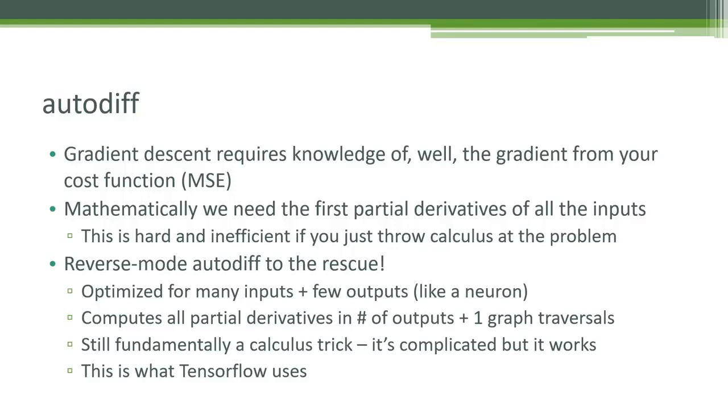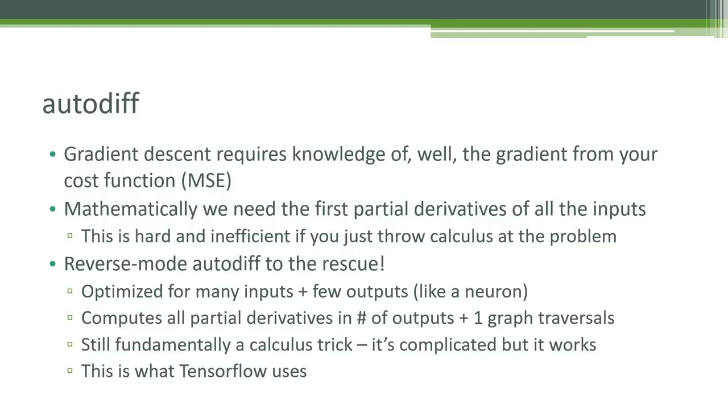Now, it turns out that this is very mathematically intensive and inefficient for computers to do. So by just doing the brute force approach to gradient descent, that gets very expensive very quickly. Autodiff is a technique for speeding that up. Specifically, we use something called reverse mode autodiff. And what you need to know is that it can compute all the partial derivatives you need just by traversing your graph in the number of outputs plus one that you have. And this works out really well in neural networks, because in a neural network, you tend to have artificial neurons that have very many inputs, but probably only one output, or very few outputs in comparison to the inputs.